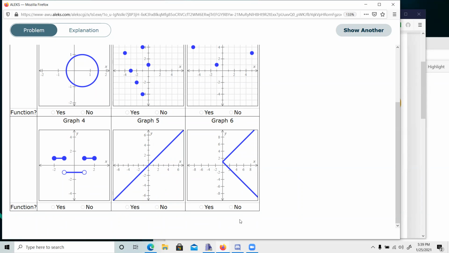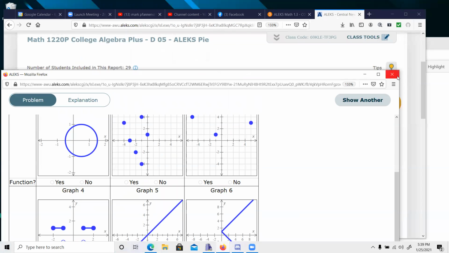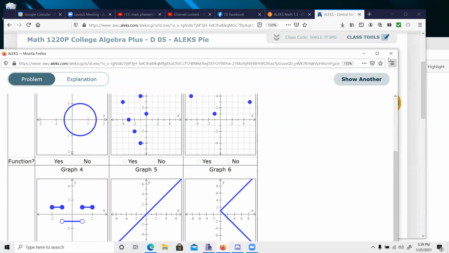All right. So this would be a function. Line is a function. And then this guy right here, we could pass it through both, right, there's a lot of vertical lines that go through here. So it would not be a function. All right. So I'm going to go ahead and click off of that.